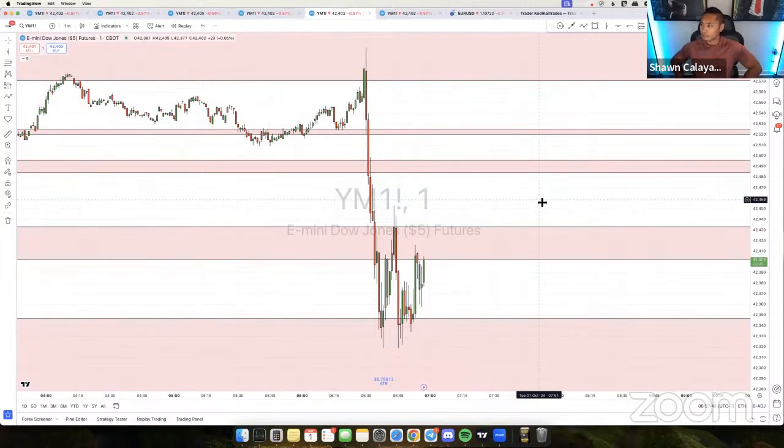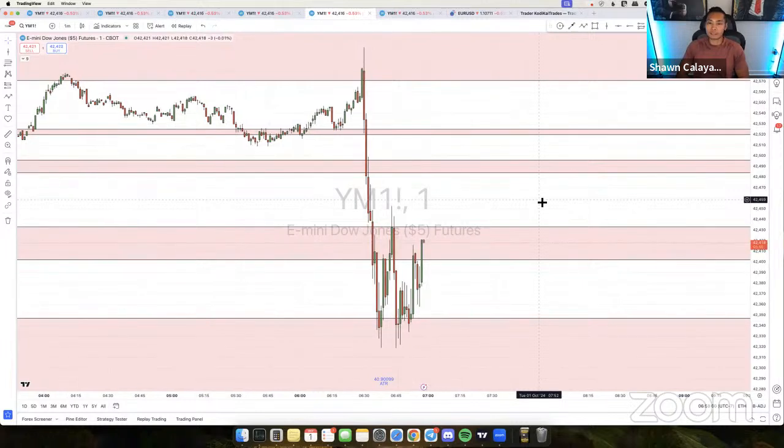Let's see. Stanley's asking, does anyone know a prop firm that doesn't have this kind of threshold Apex has? Not that I know of, Stanley. If anybody has anything, he can refer to Stanley. I mean, Top Step has end of day trailing, but it's still going to be tight.